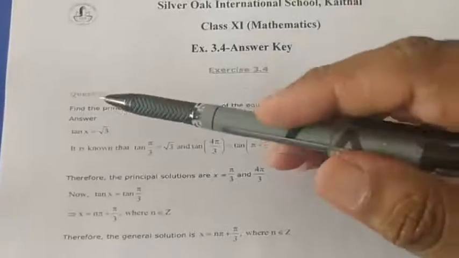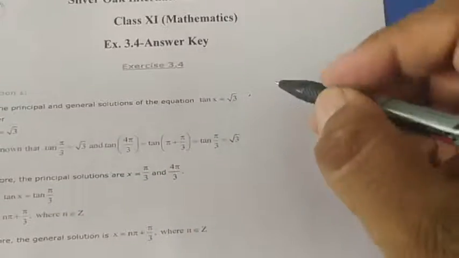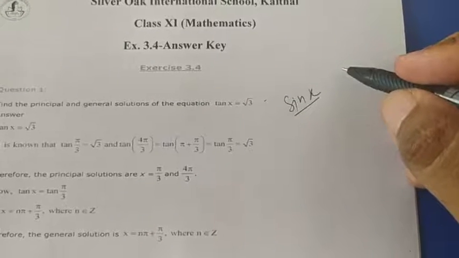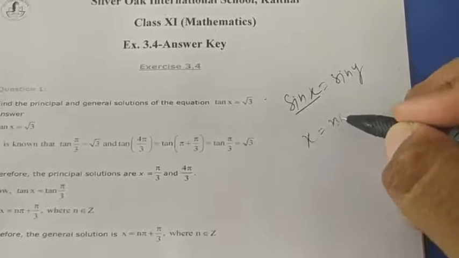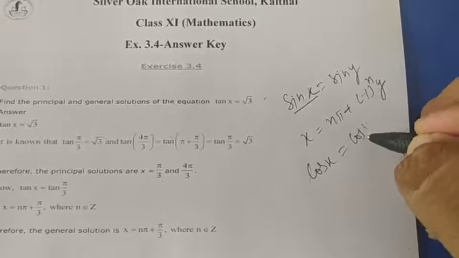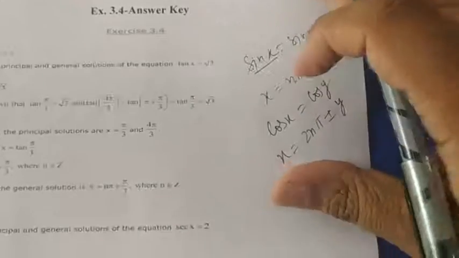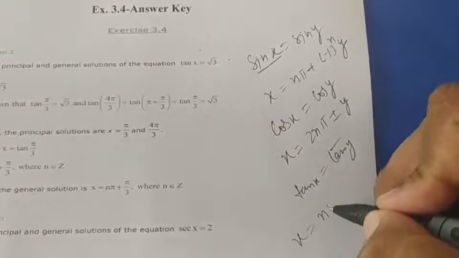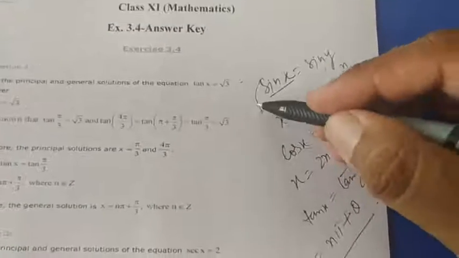Like you have to find, the given is tan x equal to root 3. You must know the formulas. If you have sin x equal to sin y, then x is equal to nπ + (−1)^n y. For cos x equal to cos y, then x is equal to 2nπ ± y. If tan x equal to tan y, then x is equal to nπ + y. These are some formulas for the general solution.